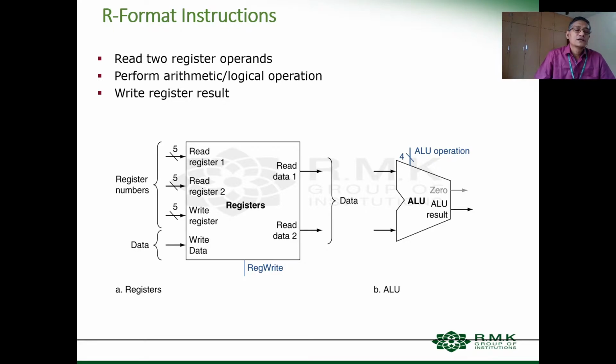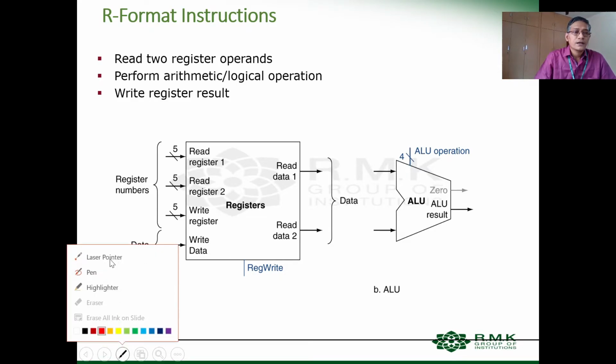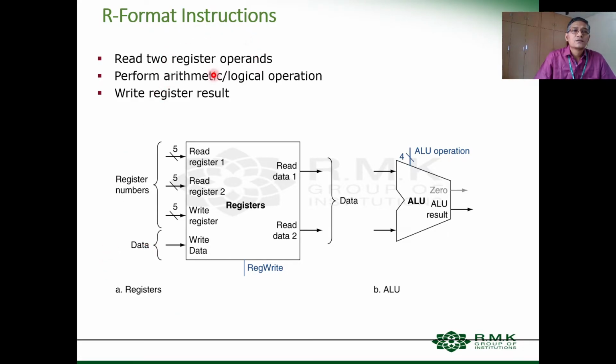If we take the MIPS architecture, we know that there are three instruction formats, that is R format, I format and J format, right? Now we will consider the R format instruction. In R format instruction, we will be reading two register operands, and then we will perform the arithmetic or logical operation, and we are going to write the result back to the register.